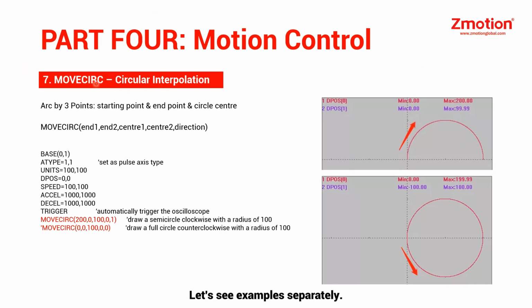Let's see examples separately. For move circ, in this one, 0, 0 is the starting point. End point is 200, 0. Circle center is 100, 0. And in clockwise direction. Then this one, the starting point is the same. And end point is also 0, 0. Center is 100, 0. In anti-clockwise. Then a full circle is made.